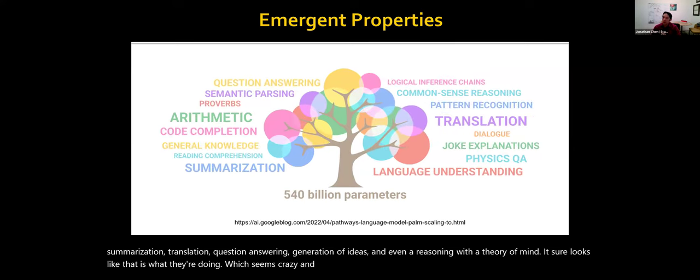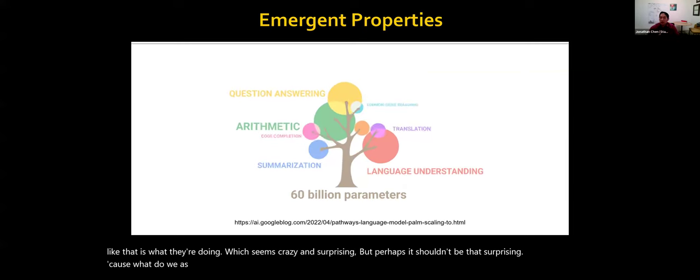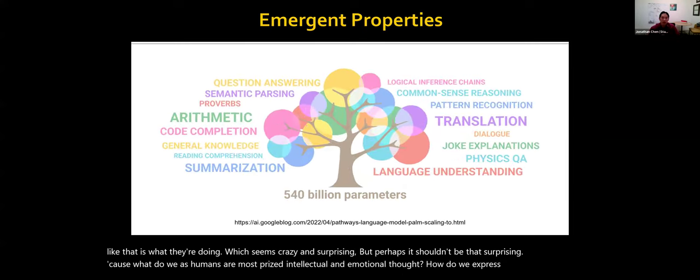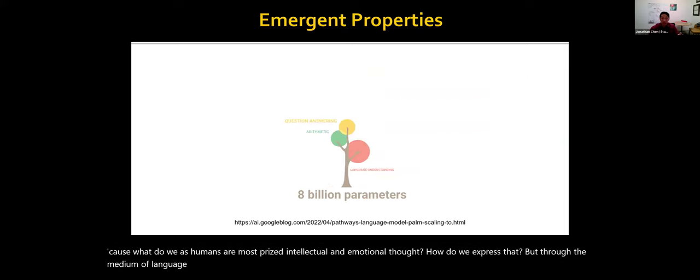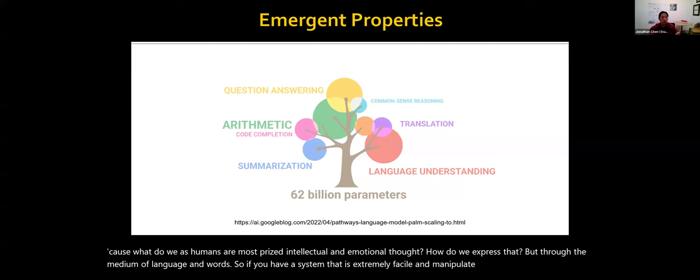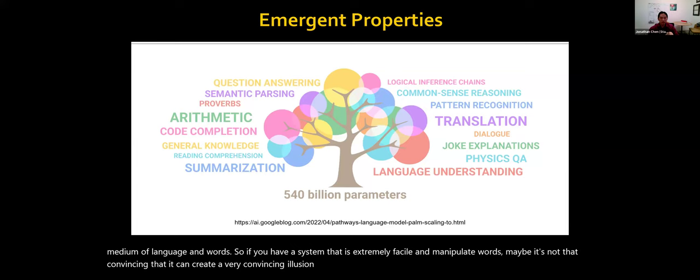It sure looks like that is what they're doing, which seems crazy and surprising, but perhaps it shouldn't be that surprising, because what do we as humans, our most prized intellectual and emotional thought, how do we express that but through the medium of language and words? So if you have a system that is extremely facile in manipulating words, maybe it's not that surprising that it can create a very convincing illusion of intelligence.